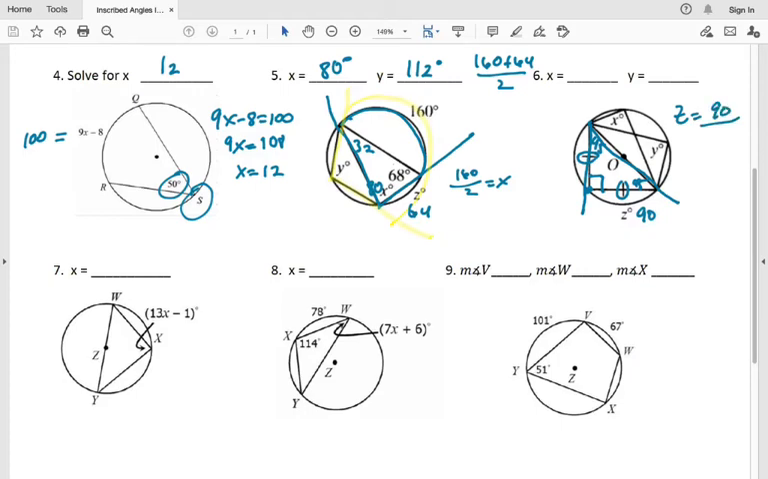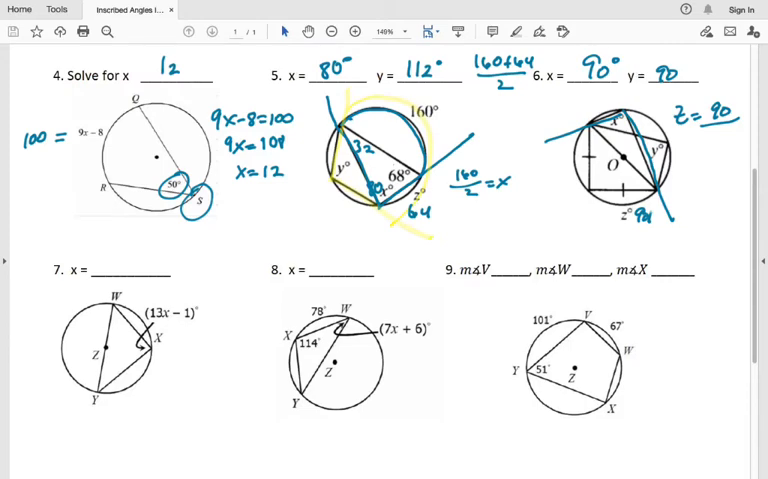Y, I'm going to erase some of this. It's getting a little busy. So we just found out that that was 90. Y is lying right here. And it's on either side of another diameter. And so y has to also be 90 degrees. X is also drawn as an angle that intercepts a diameter right here. So it's also going to be 90 degrees.